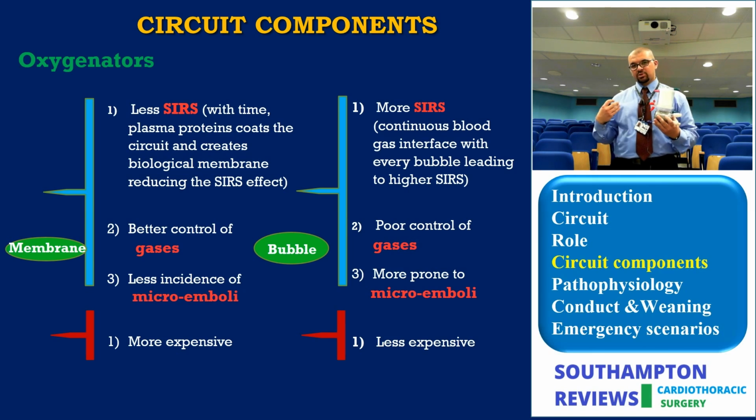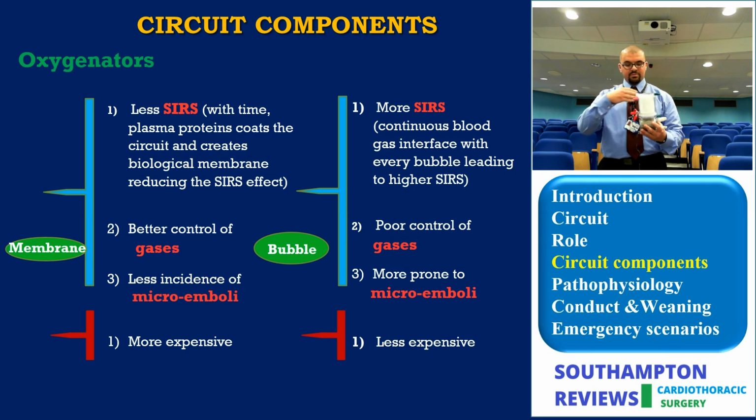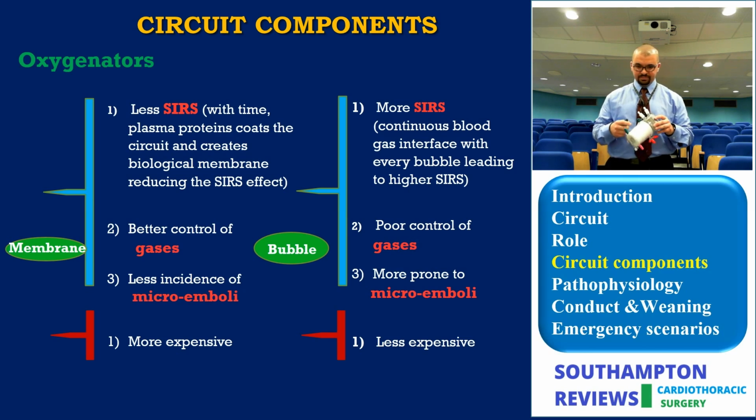In the era of the bubble oxygenator, every bubble produced creates a new gas-blood interface, and hence increases the SIRS effect. In the membrane oxygenator, this occurs in the first few seconds, yet later on during bypass, the plasma proteins cover the membrane and hence reduce the blood-gas interface, and hence reduce the SIRS effect.